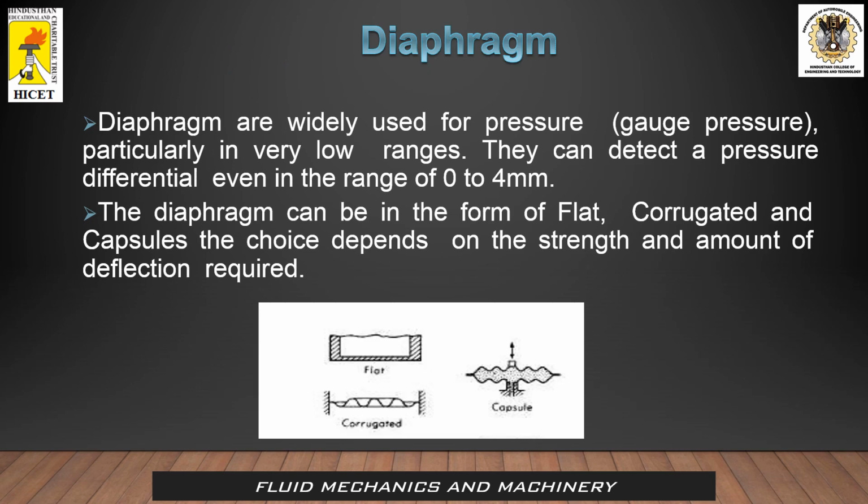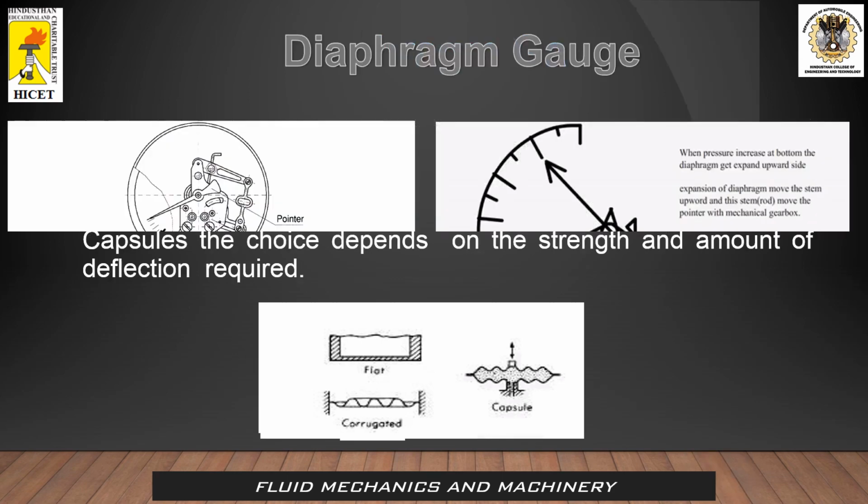Basic type known as diaphragm type. So the diaphragm type of gauge is used to measure the pressure in very low ranges. It can even detect pressure with a smaller variation of 0 to 4 mm. So this can be of flat type, corrugated type, or capsule type depending on the requirement. The image shows the flat type, corrugated type, and capsule type.